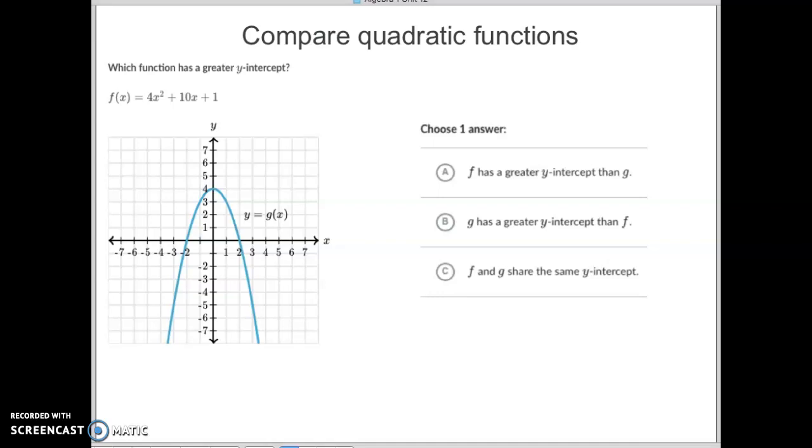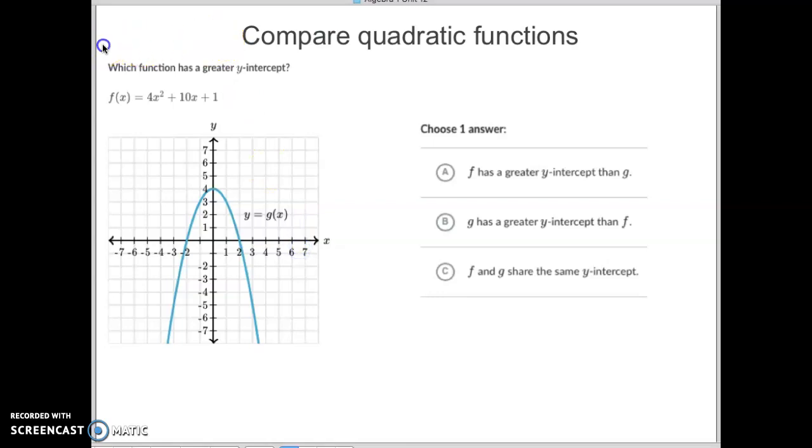So your next con is called compare quadratic functions. Basically, they are going to give you an equation in some format. They may give it to you in factored form, they may give it to you in vertex form, they may give it to you in standard form like this one is. And then they're also going to give you a graph. And you need to just simply answer the question comparing the f function, which is the equation, and the g function, which is the graph.